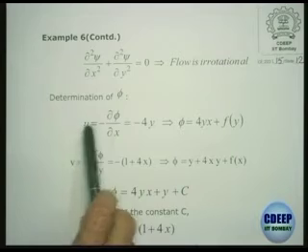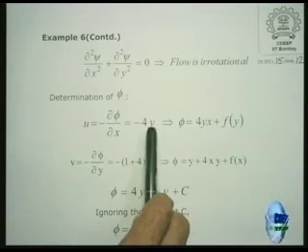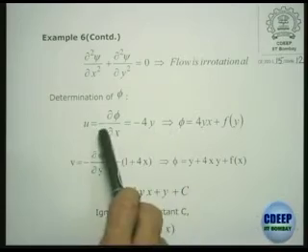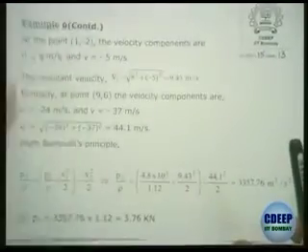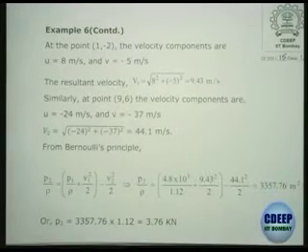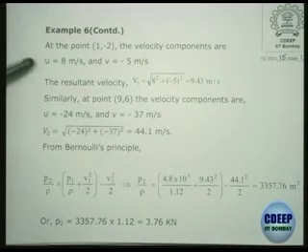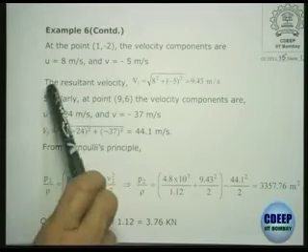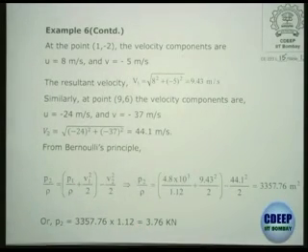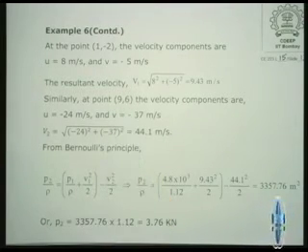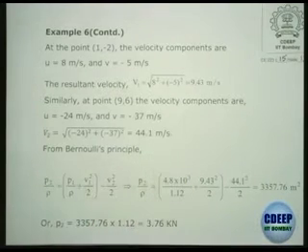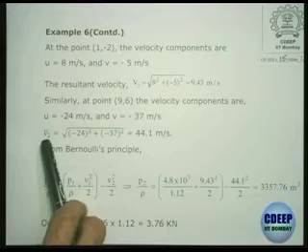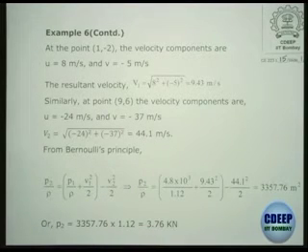You remember you have the u function, v function. So if you substitute these coordinates x and y, you will have u and v at the respective locations. So at point 1 comma minus 2, you can go back to those expressions. U is this much, v is this. But before you apply Bernoulli's principle, you must know the resultant velocity, not the components. Hence, the resultant velocity from here you find as 9.43 meters per second. Similarly, at the other point 9, 6, velocity components are these. Resultant is 44.1 meters per second.